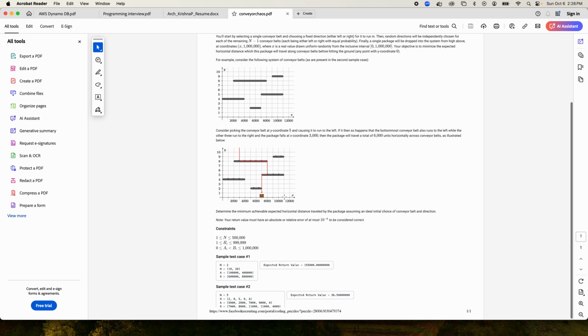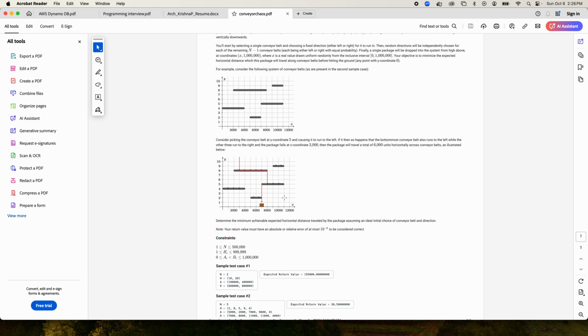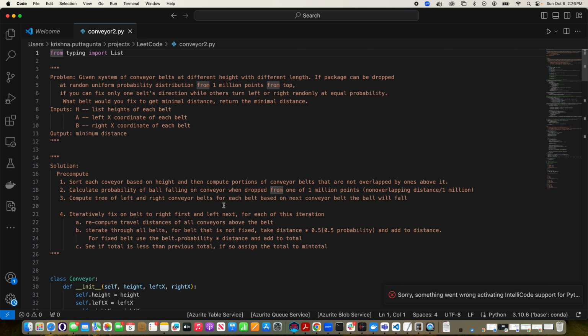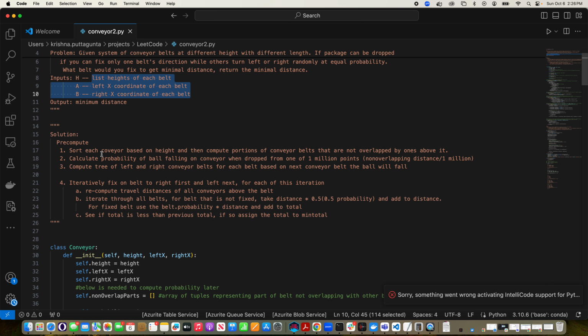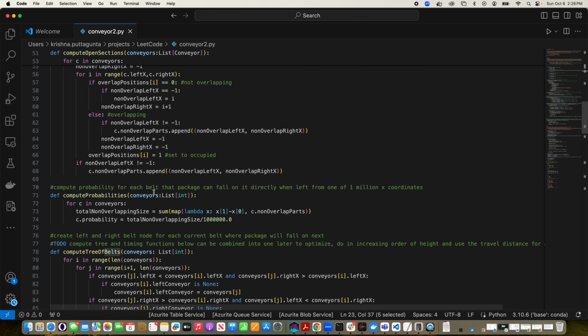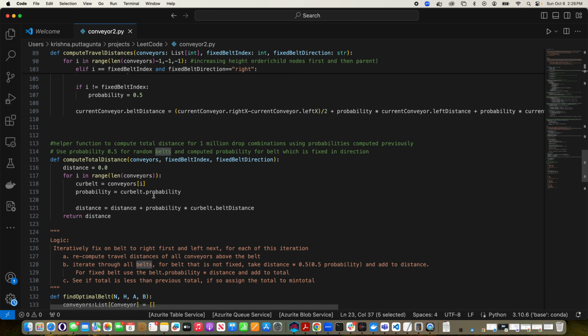then you get the overall approximate time. So this is the program I have written. As I said, you basically use these values and sort the conveyors based on the height, compute the probability, then compute the tree structure showing what is the left and right conveyor belts, then iteratively go through each belt, fix one particular belt and calculate the distance for all the conveyor belts, then fix the next belt, then iterate again through all the belts to compute the distance. So take the minimum of those distances, then you get that thing.